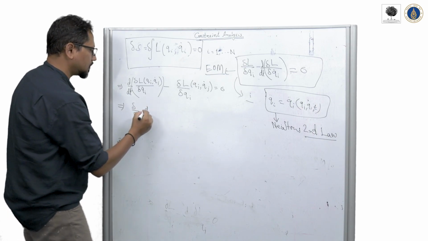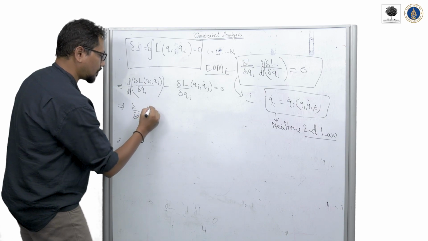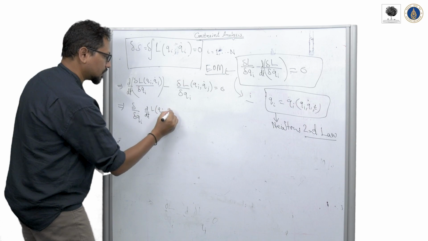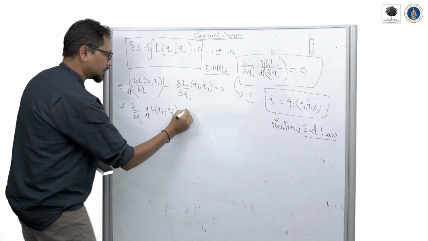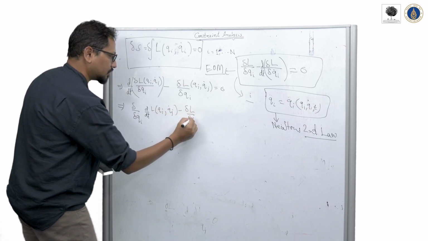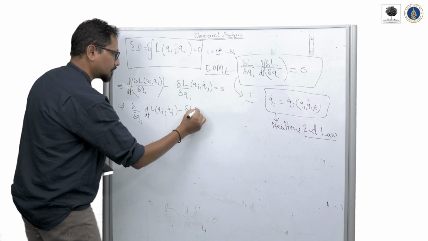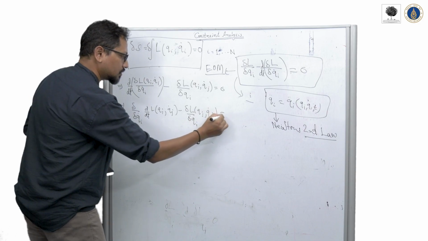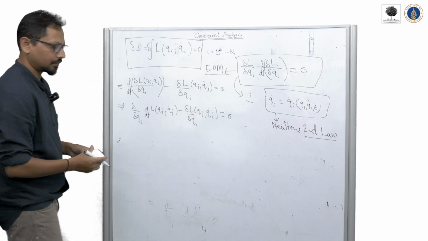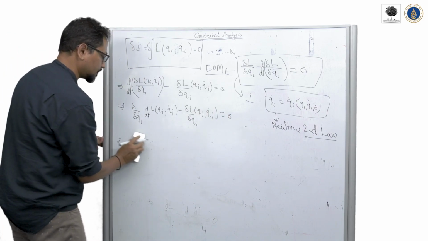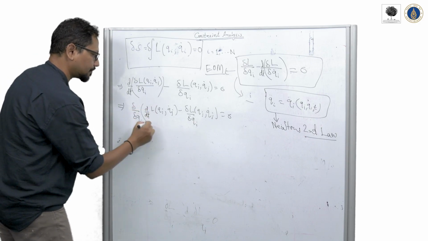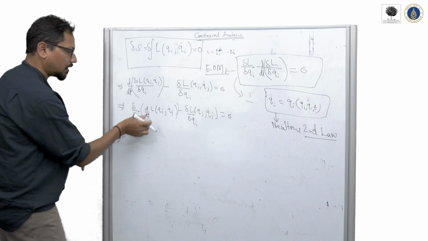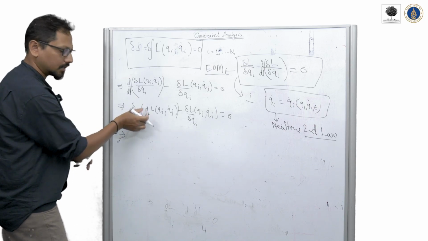d by dt of del L by del Qj dot minus del L by del Qi equals 0. The next step, I operate by d by dt.